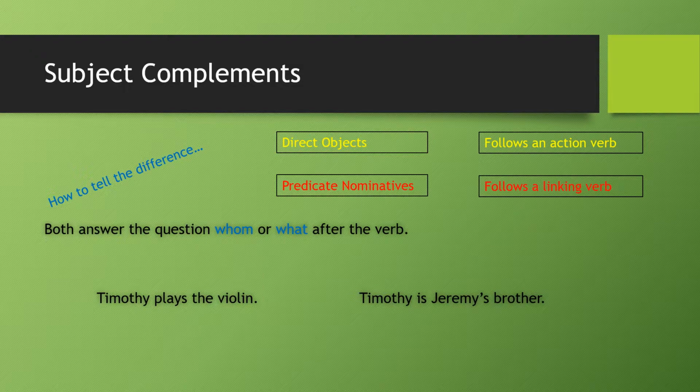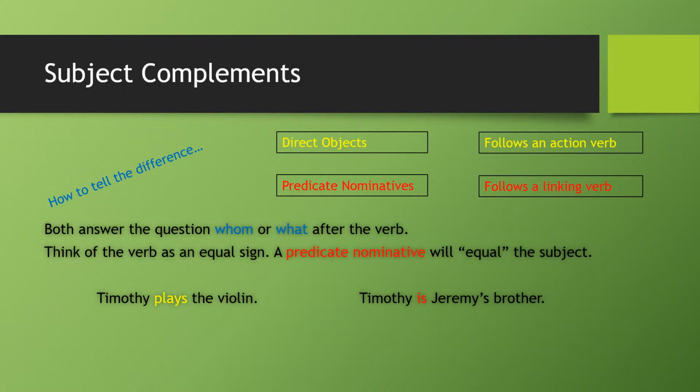First of all, look at the sentence, Timothy plays the violin. In this sentence, plays is an action word. So, we know that the complement following this action word is going to be a direct object. In the second sentence, Timothy is Jeremy's brother. This is a linking verb. Timothy is Jeremy's brother. So we know that this is a predicate nominative.